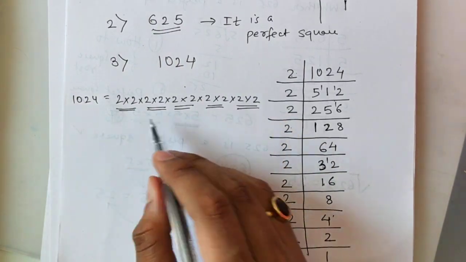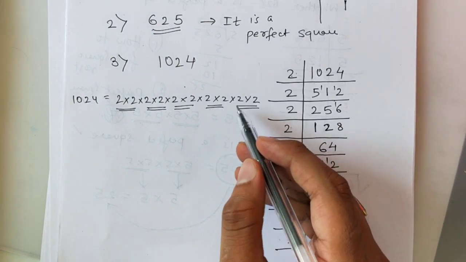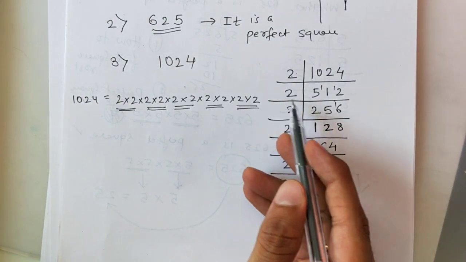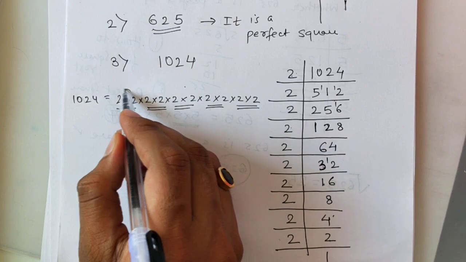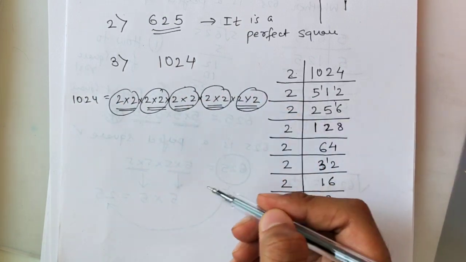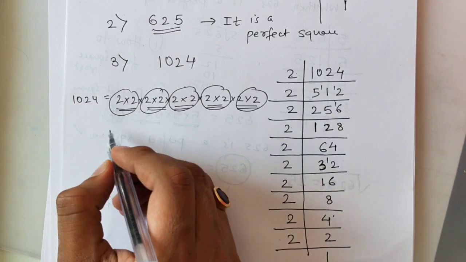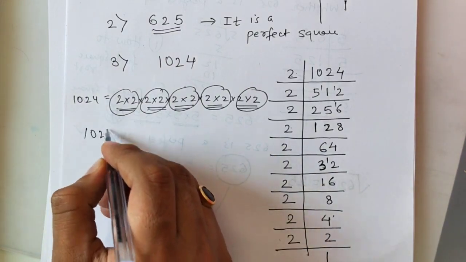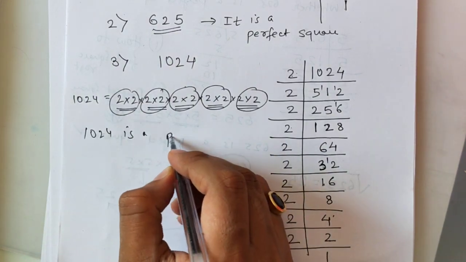That means if they are making pairs, there is no number which is left out, all the numbers are included in pairs. See, all the numbers are included in pairs, no number is left out. That means this 1024 is a perfect square.